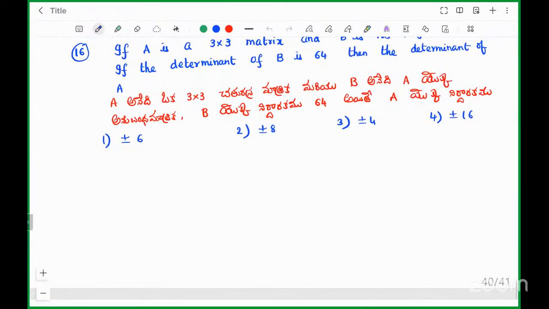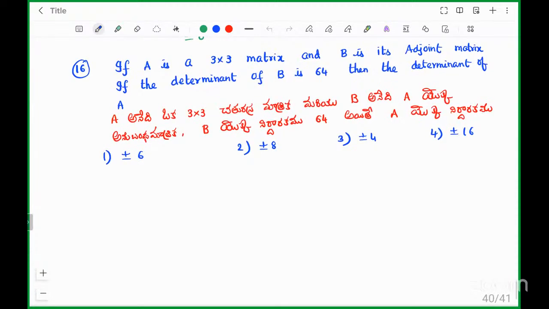Right. So what is given means actually here, B is its adjoint. B is equal to adjoint A. This is given.